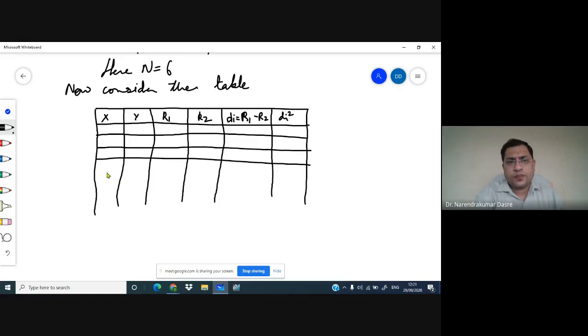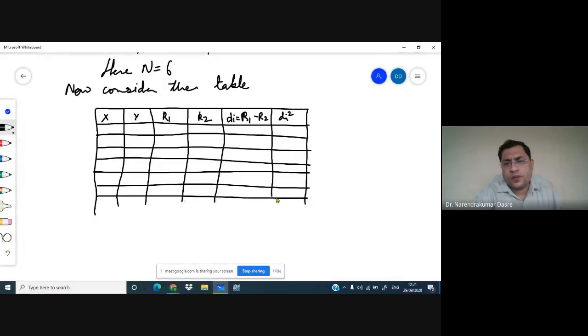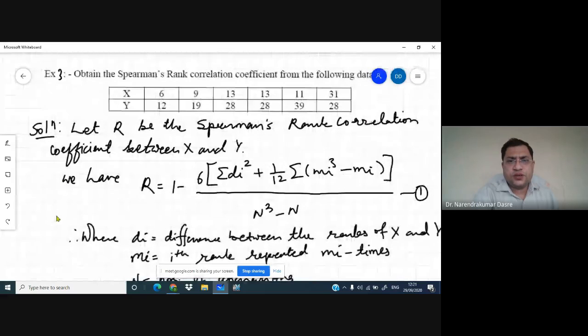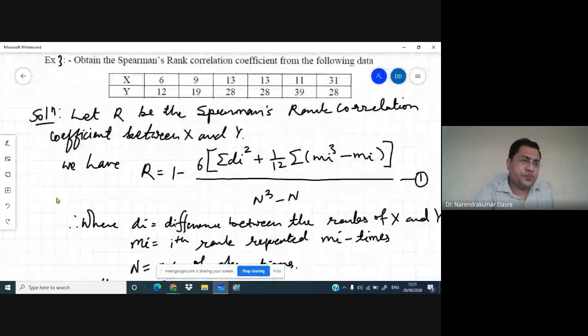We are interested in the last column. Okay, so see what are the observations we have. The X observations are going to be 6, 9, 13, 13, 11, 31.